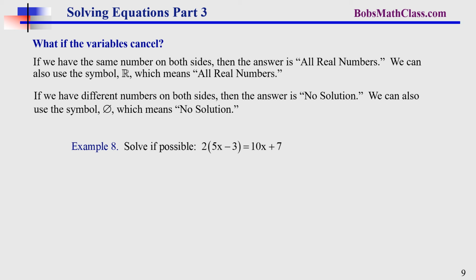Okay, last topic here. Almost forgot about this. What if the variables cancel? So you're doing your work, and the x's all cancel, and all you have is numbers. Right, so there's two possibilities. So here's our first one. If we have the same number on both sides, then the answer is all real numbers. That means any number will actually work.